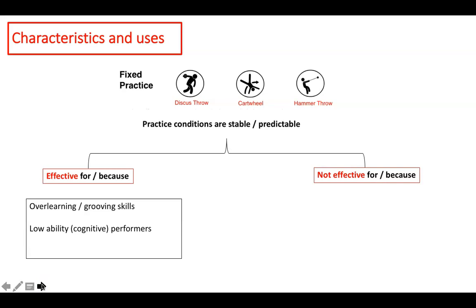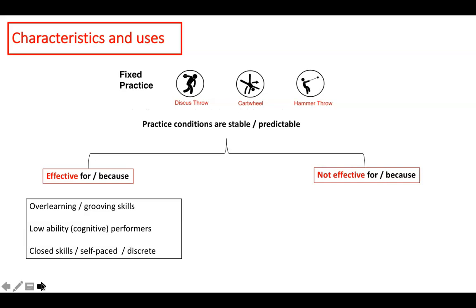This is really good for our cognitive performers, low ability cognitive performers, and shot put being the example. Hopefully that makes you think with regards to classification of skills. We're thinking of closed skills. Remember, fixed, stable, predictable, it's not changing, therefore closed skills are not affected by the environment.